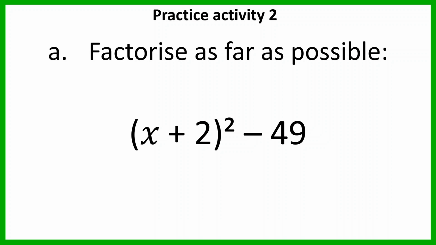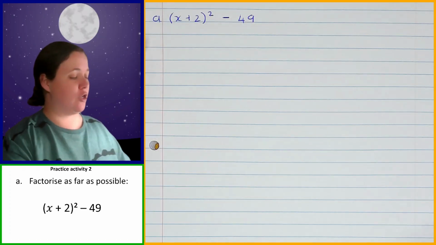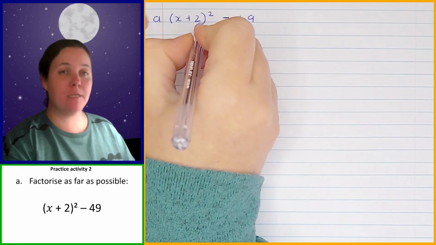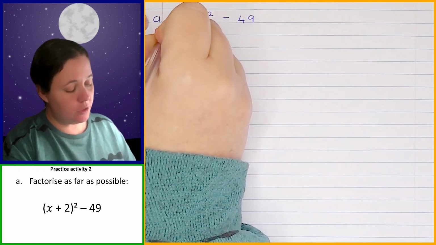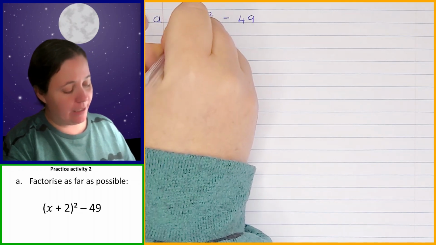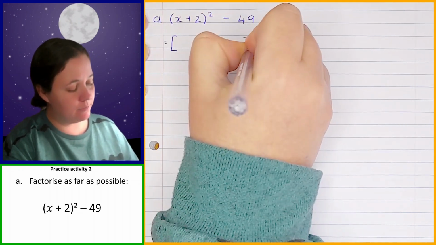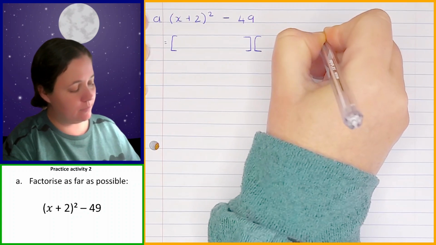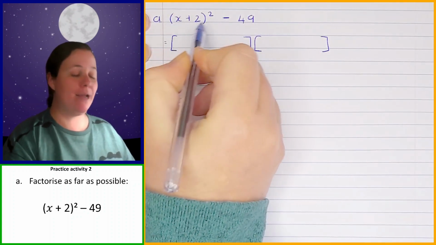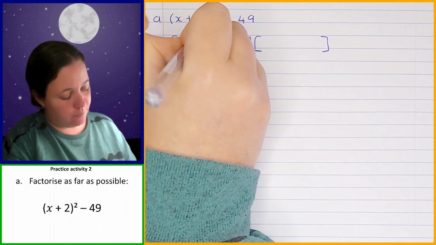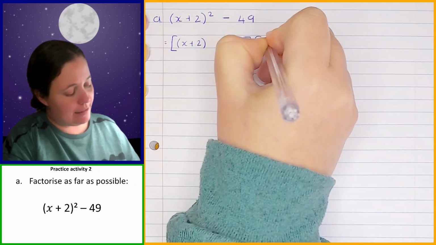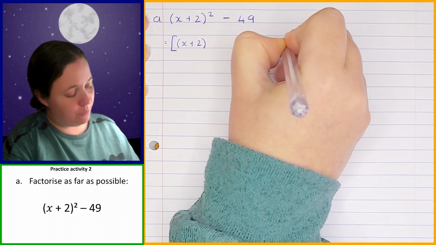Okay, so let's go through that example. Over here, I've got (x + 2) squared minus 49. First of all, I'm going to start off by opening square brackets. I square root the (x + 2) squared, that just gives me x + 2, and that is the first term in each bracket.